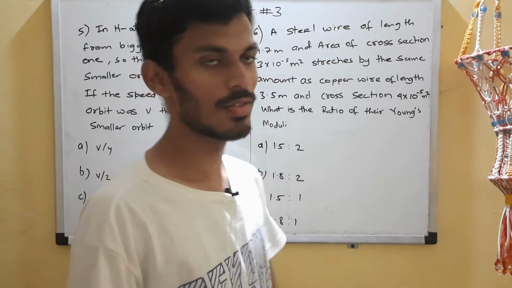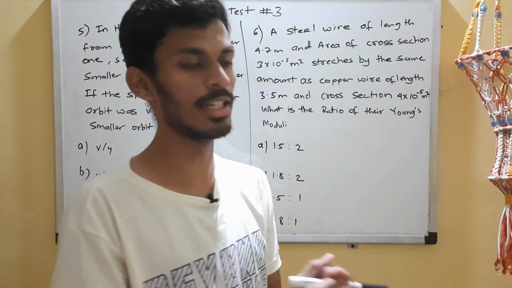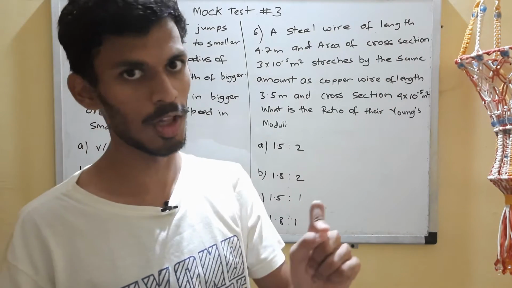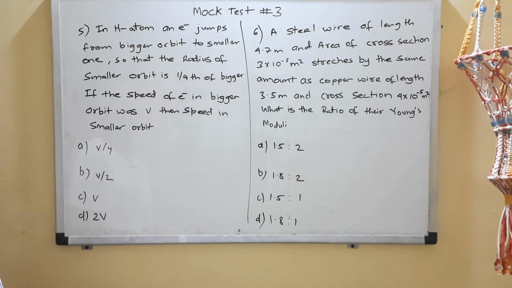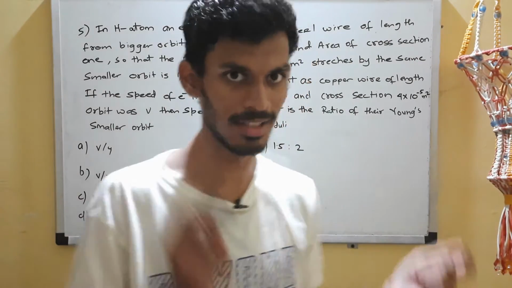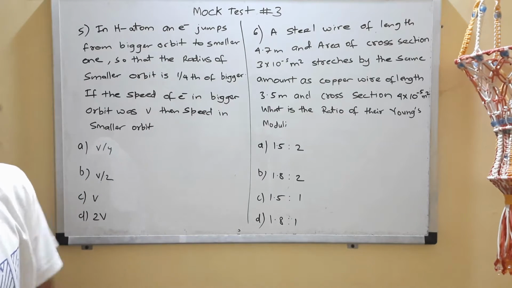Question 5 and 6 over here, let's get to it. In question 5, we have a hydrogen atom, and in that hydrogen atom, an electron jumps from a bigger orbit to a smaller orbit. The radius of the smaller orbit is 1/4 of the bigger orbit, and the speed of the electron in the bigger orbit is given as v. You are supposed to tell what will be the speed of the electron in the smaller orbit.